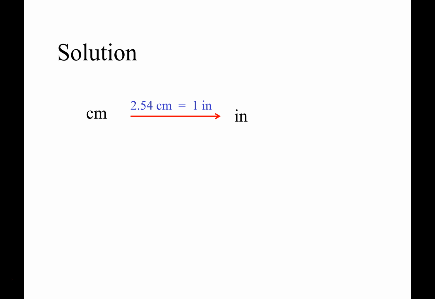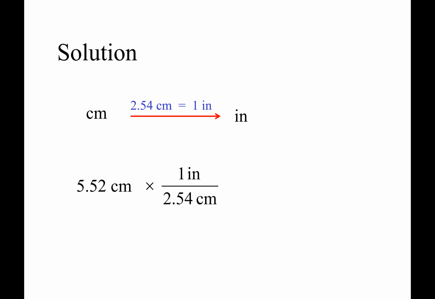So what's our first term going to be? 5.52 centimeters. Yep, 5.52 centimeters. I usually put it over 1. Very good. So what's our next step going to be? We're going to take that equivalency statement and make it into a ratio. 1 inch over 2.54 centimeters. Does that make sense?